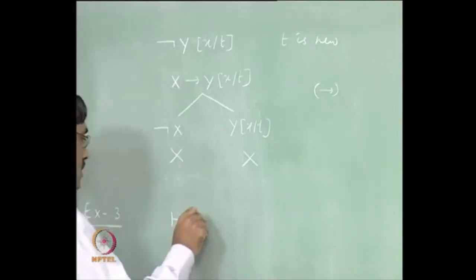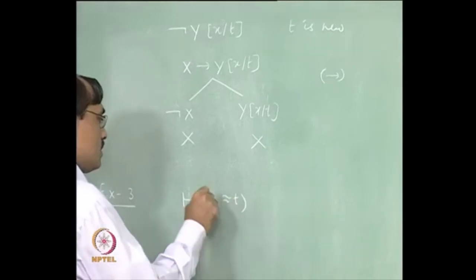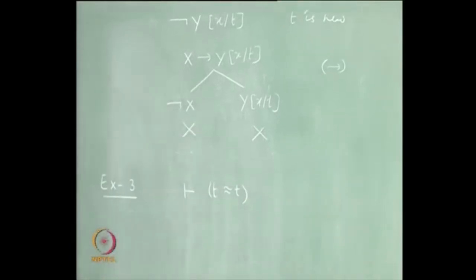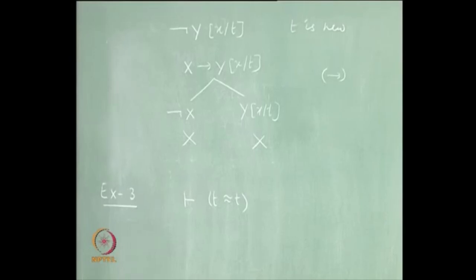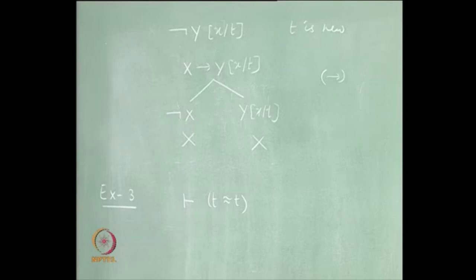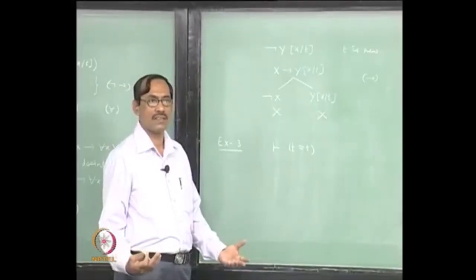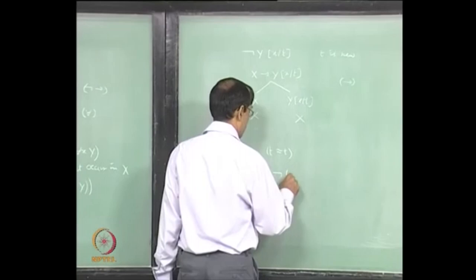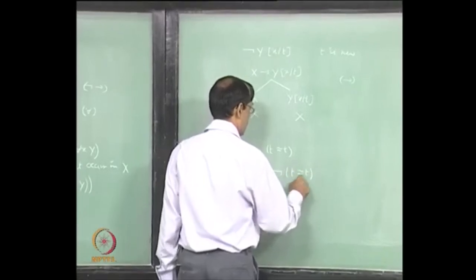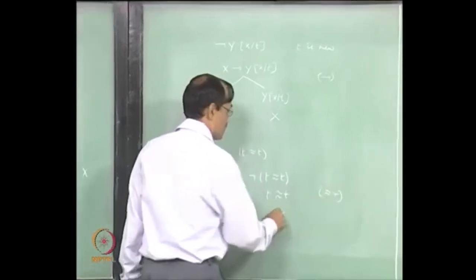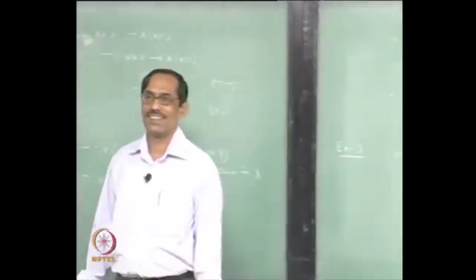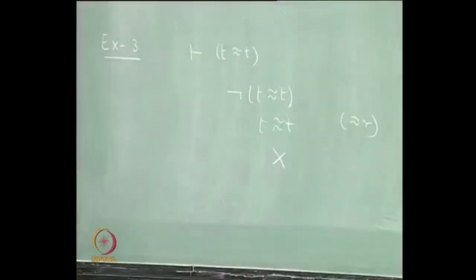So let's see equality. You want to show that t equal to t. You have to show it by tabular rules. It is direct, but you have to show a proof. So for the tabula, formally we have to start with the negation of that. So you start with not of t equal to t, and introduce t equal to t. This is your equality R rule. Then close it. This is what tabula asks us to do.